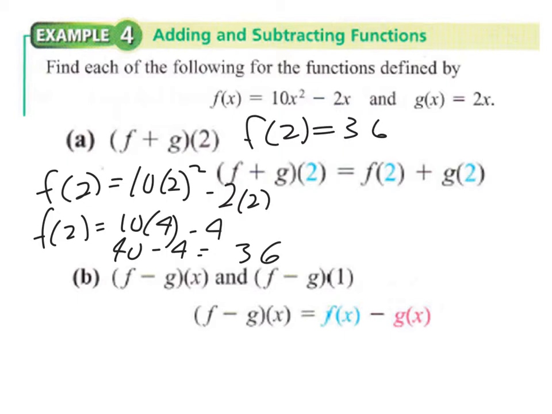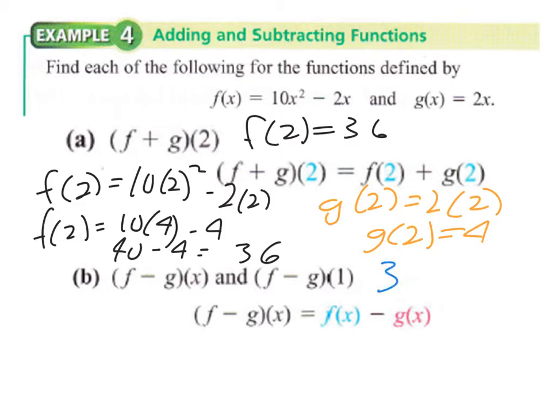I'm going to add to that g of 2. G of 2 is just 2 times 2. So g of 2 is 4. So just adding f of 2 plus g of 2, I would have 36 plus 4. I end up with 40 as my result.